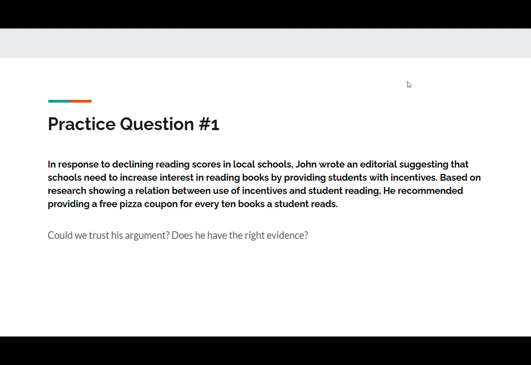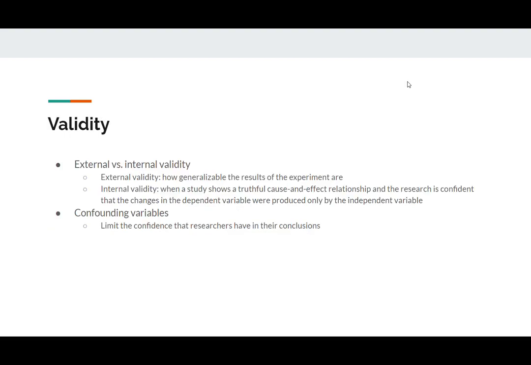Okay, we're now going to the practice question. So let's use an example. First, here's a quick reminder of the different research methods and their strengths and weaknesses.